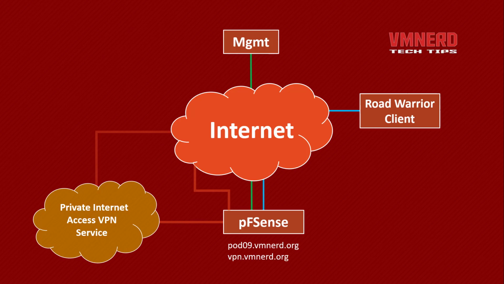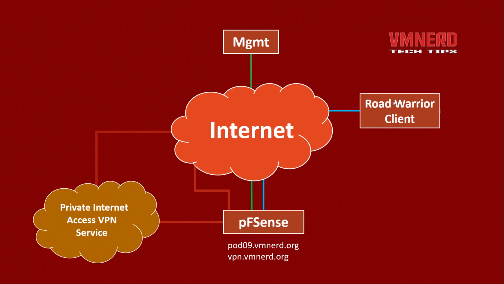All right, guys, so I want to start out with our diagram. Our diagram has a pfSense box, and we have a management box, a Road Warrior VPN client, and you will see the internet, and we will see the Private Internet Access VPN service. So the first thing we're going to do is from our management station, we'll connect through the internet to our pfSense box. We will start out the configuration of our Road Warrior VPN server service, so that way our Road Warrior VPN client can then VPN into pfSense to gain access.